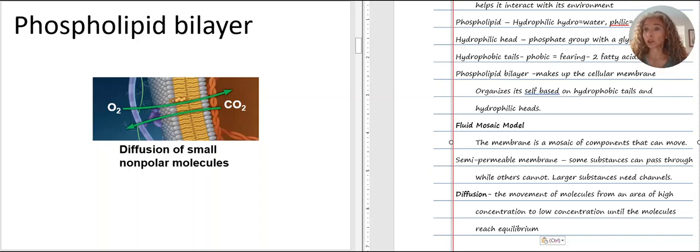These oxygen and CO2 molecules can easily move across this membrane here, this phospholipid bilayer. And they will continue to move across this membrane until they are in equal concentrations on either side of the membrane. If there were more oxygen molecules on one side of the membrane, then it would diffuse to the other side of the membrane.